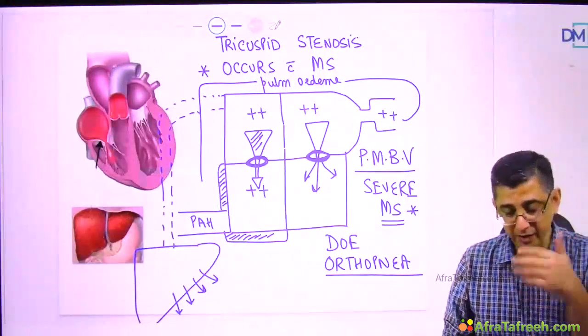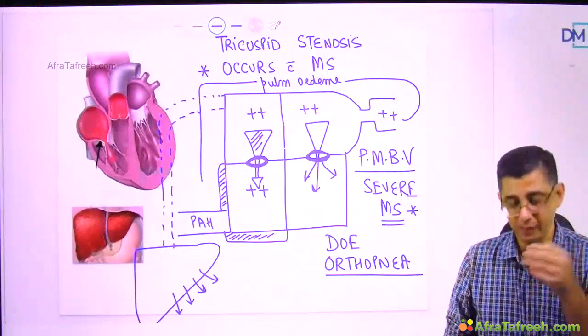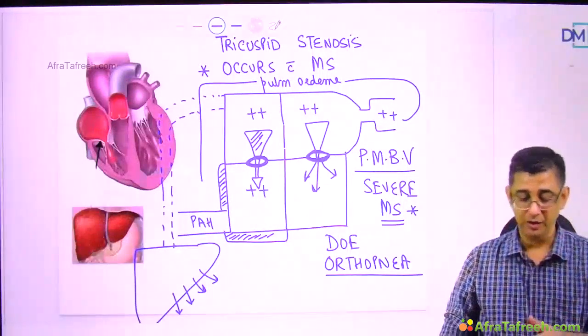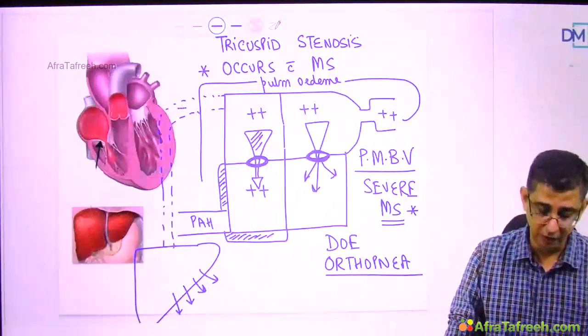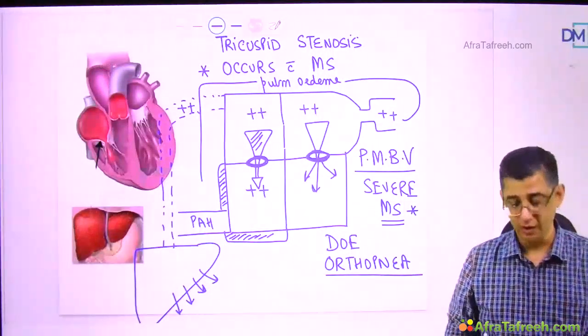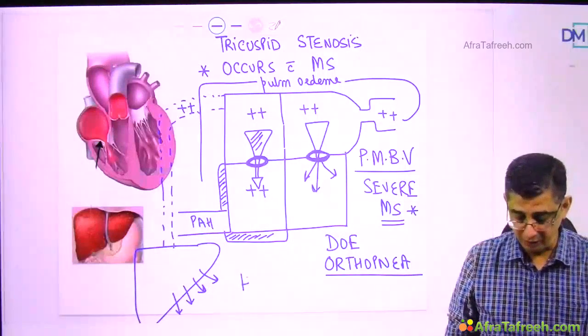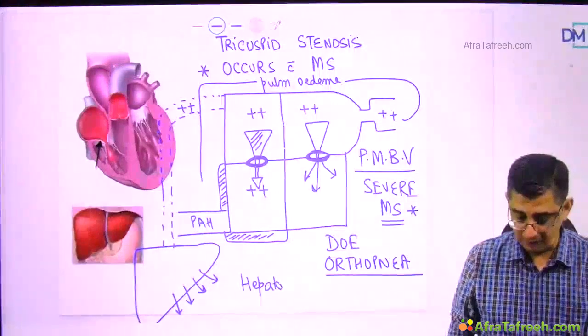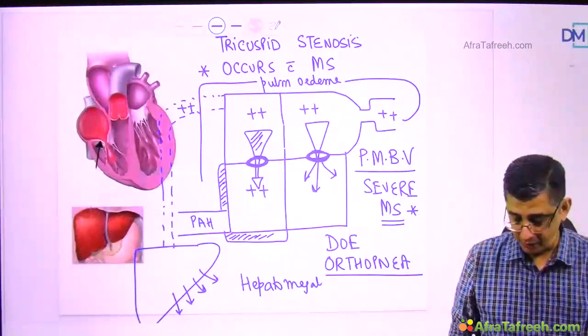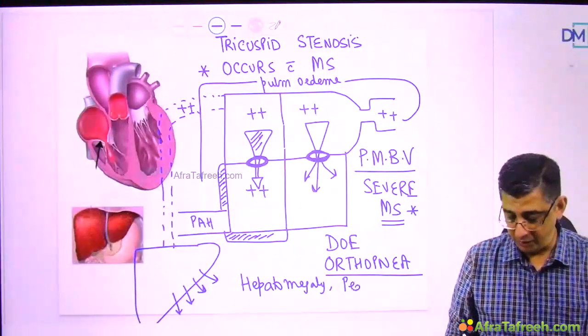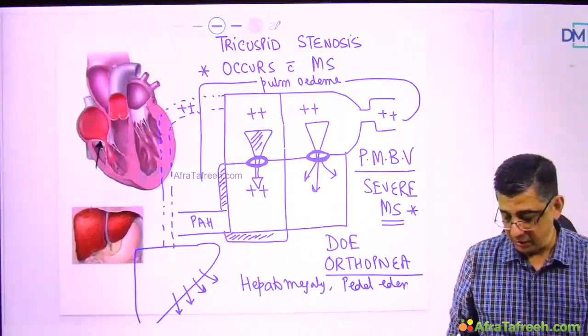Why these right-sided failure features are developing is primarily because of the fact that there is a congestion in the superior vena cava, inferior vena cava transmitted to the liver. So these patients will be having development of hepatomegaly. There would be a pedal edema and ascites in the patient.